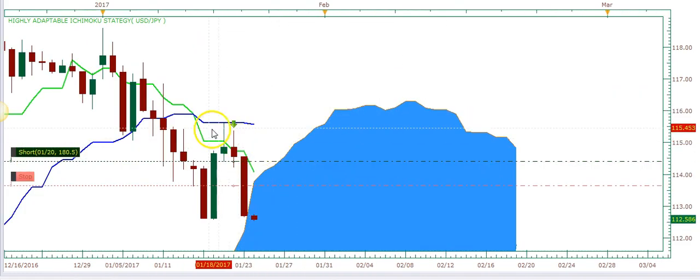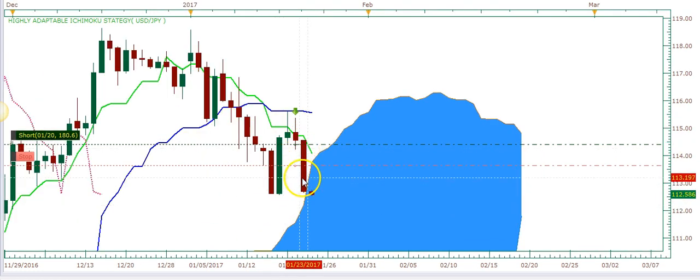You could see here where we bounced on the Kijun-sen. The market pulled back to that level, and then it bounced, and we saw the drop to the downside here. A nice big drop here.